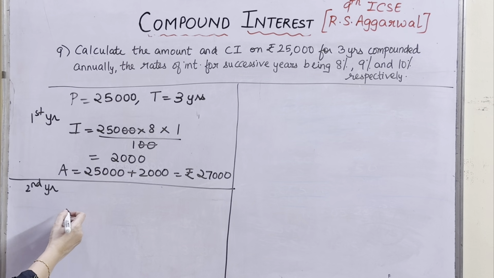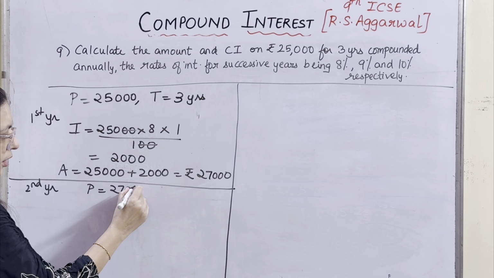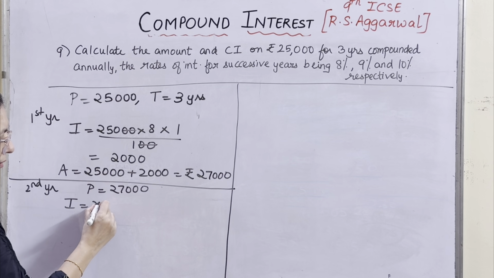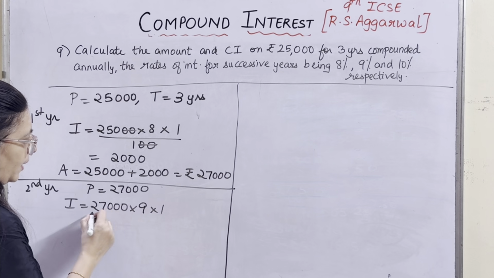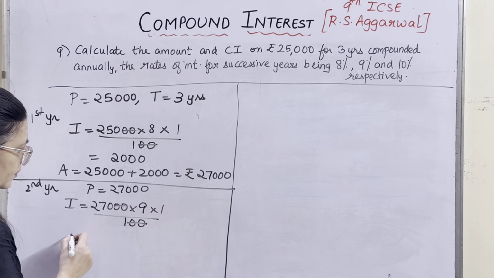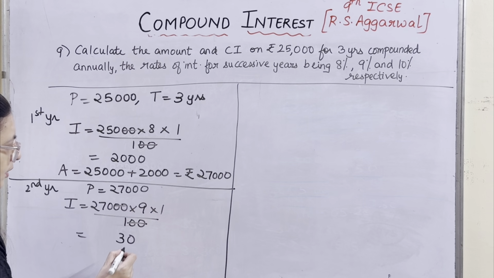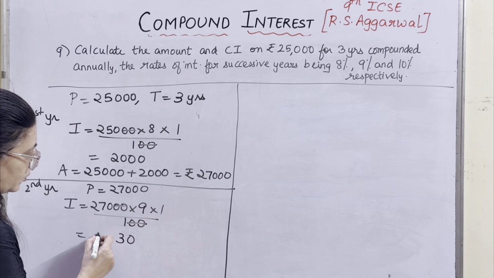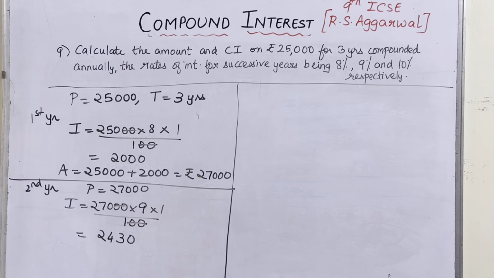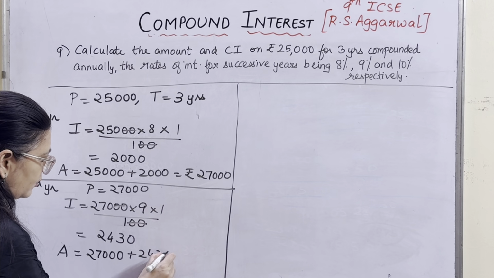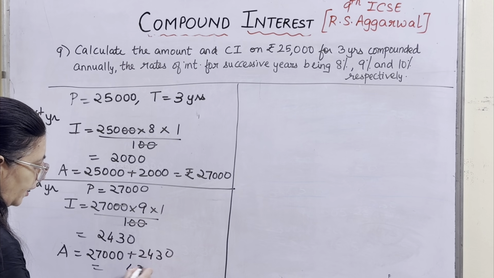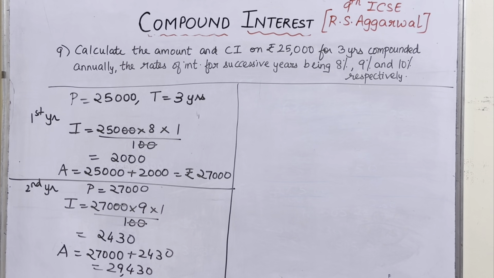The principal is 27,000, right? Come on, let's find the interest. I is equal to 27,000. What is the rate for the second year? 9% into 1 upon 100. 9 2s are 18. Okay. So what is the amount? Amount would be 27,000 plus 2,430, which would be 29,430. Okay. Now let's go for the third year.